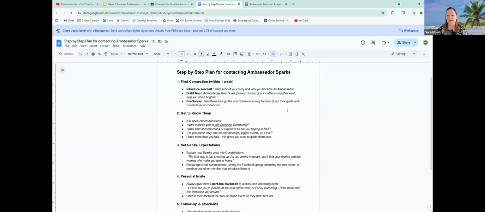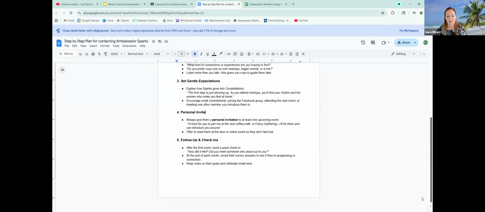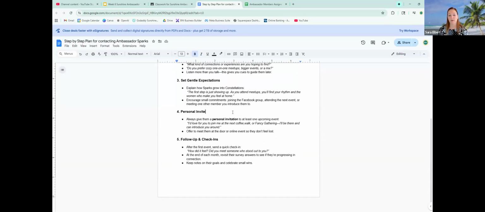And then personal invites are huge. They're going to get to know you and you're going to be their person that makes them feel comfortable. So letting them know what you are going to be doing, what your upcoming thing is, whether that's a coffee or a walk or a lunch or a fancy gathering, you can ask them if they would like to attend with you and introduce them around when they're there. Meet them at the door, help them not feel lost, but connected right from when they arrive.